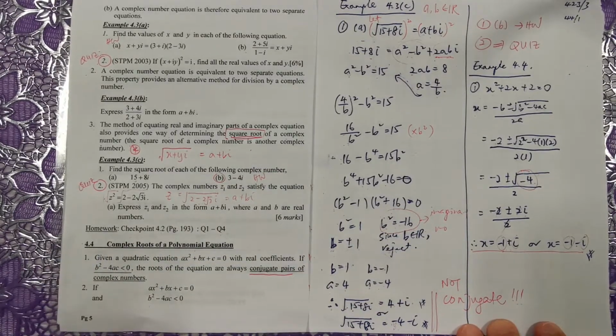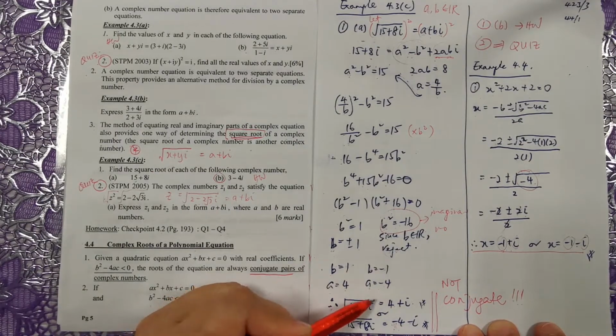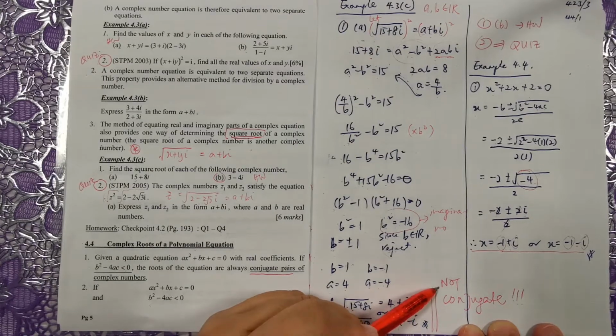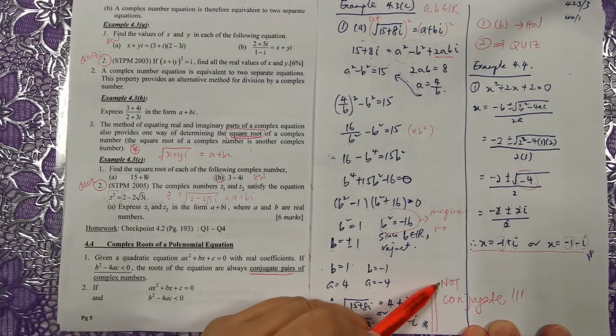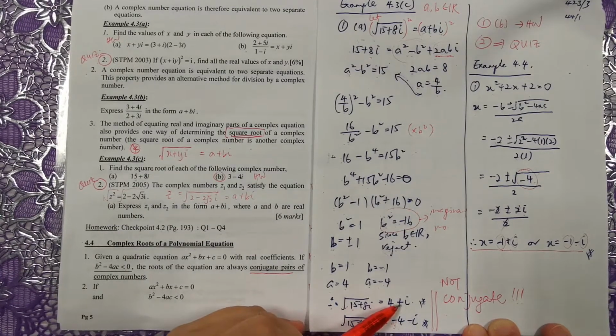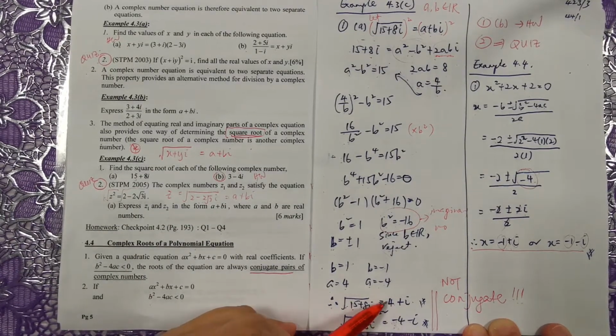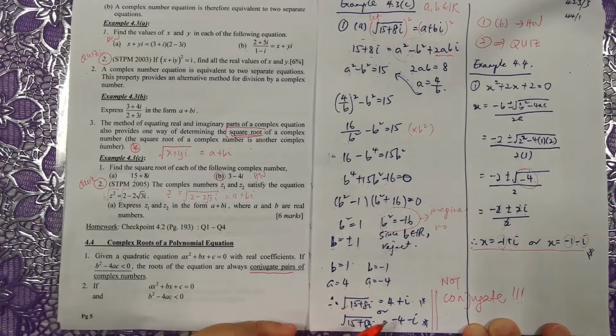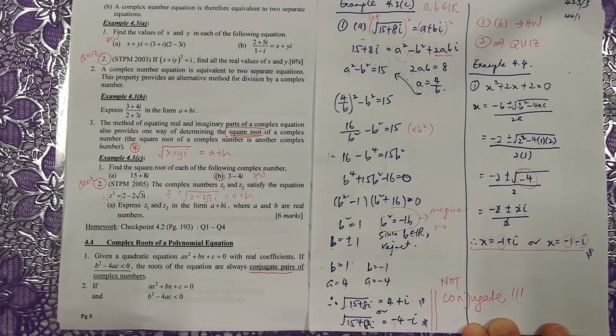Alright? But one very important thing, remember, we are calculating the square root of a complex number, and we normally will get two answers. But these two answers are not conjugate. They are not conjugate. You see, even though the signs in the center are opposite, plus and minus, the other parts are not the same. See, this is 4, this is negative 4. They are not the same. So it's not conjugate. Please don't confuse. They are not conjugate.